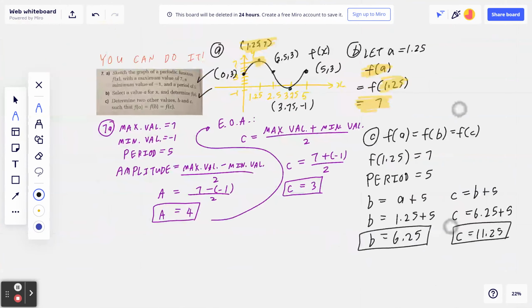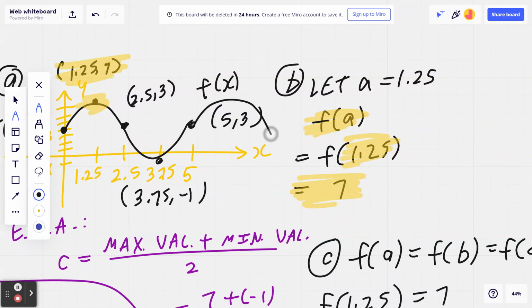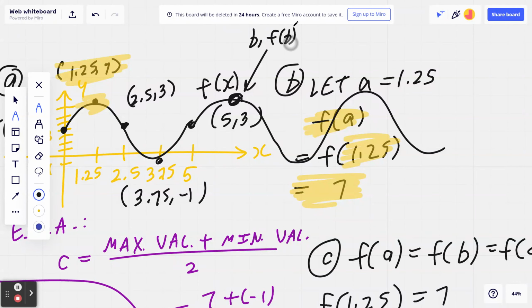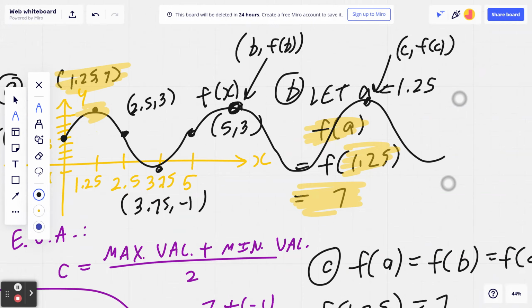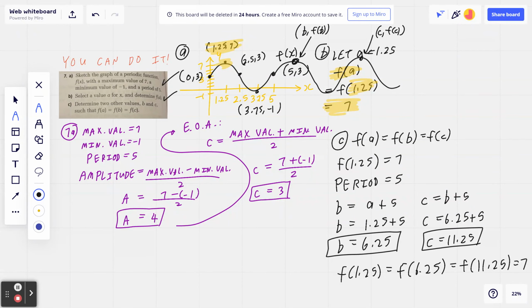And again, the reason why this is true is because if you think about f of A, which is 1.25, and you compare it with f of B, which is f of 6.25, and you compare this with f of C, which is f of 11.25, they're all equal to 7. Again, how do we know this? You go back to the graph, and if you draw this next maximum, this point right here, that's going to be f of B. So again, this is B, f of B. This next point, this is going to be C, f of C. And again, be mindful, there are infinite many cases, and what I'm illustrating in this video is one possible solution.